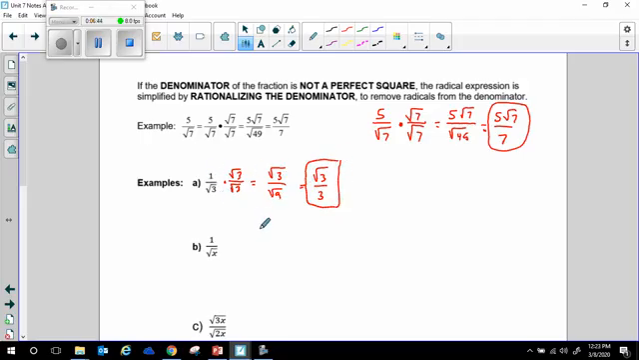You will be using this a lot in geometry, and so that's why we have to make sure we go through this. All right, tell you what, everybody try letter B and then check your work with mine.